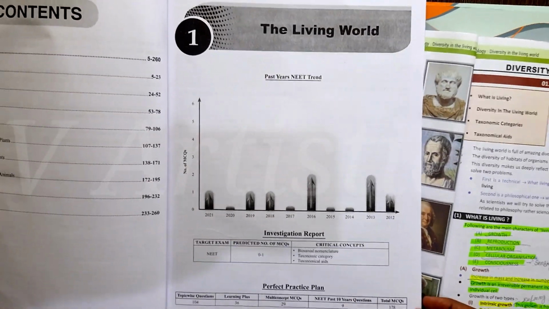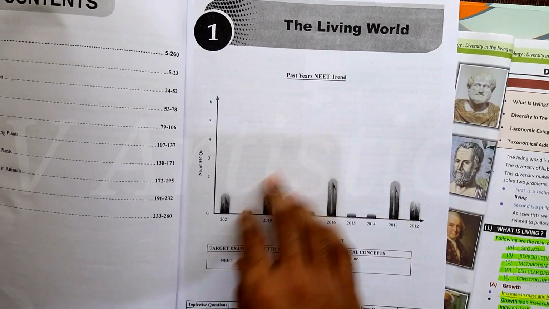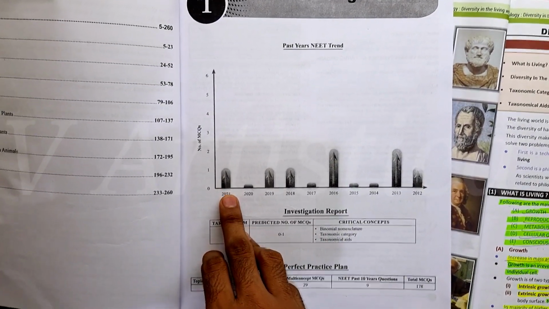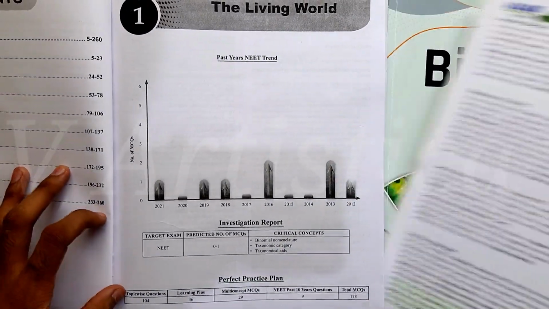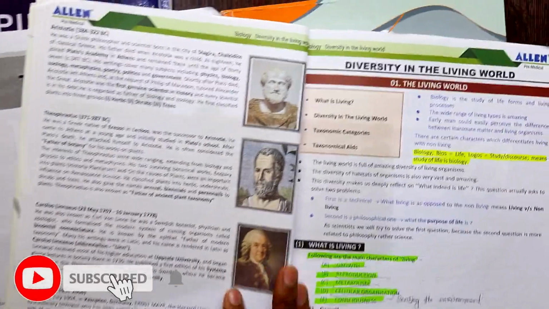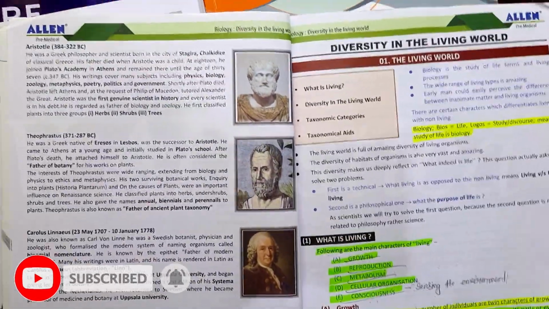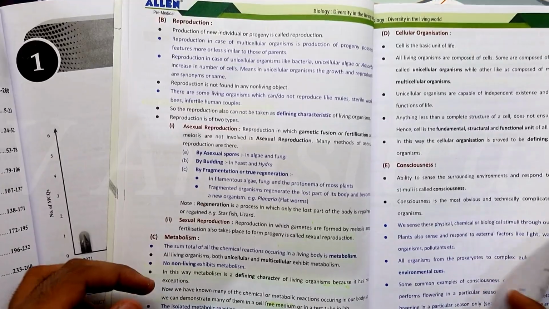In PW study material it starts with past year's NEET trend. Like in 2021 we got one question in NEET from this chapter, whereas when LN study material starts, it directly starts with the chapter itself. Now we will move further inside the pages of LN first, then the PW study material.